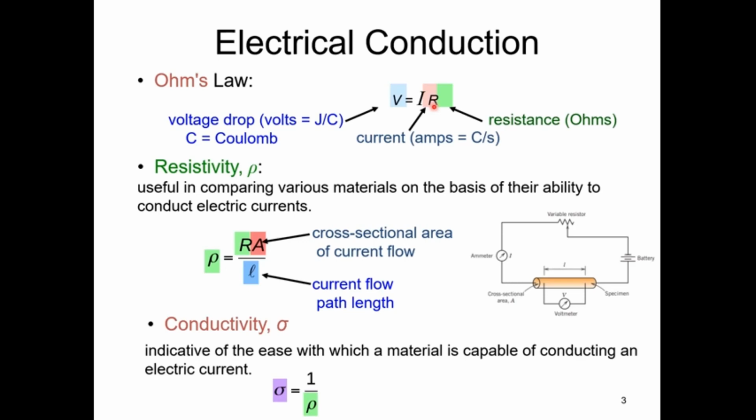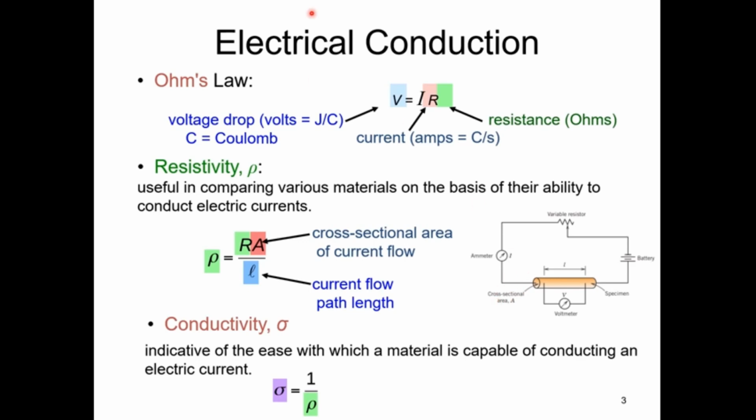The R value is dependent on the resistivity, or rho, with this expression: rho equals R, the resistance, multiplied by A, the cross-sectional area of the current flow, divided by L, the current flow path length. If you look at this image, this is the length of the material, A is the cross-sectional area, and R is the resistance in ohms.